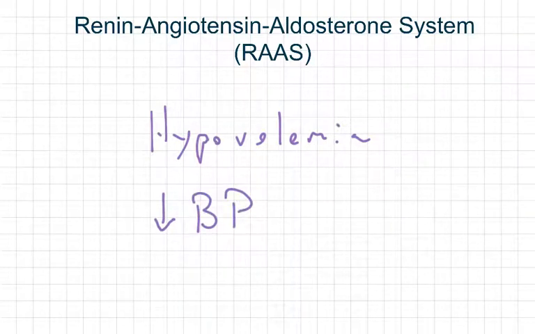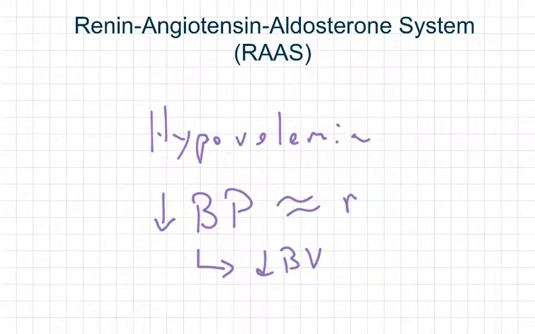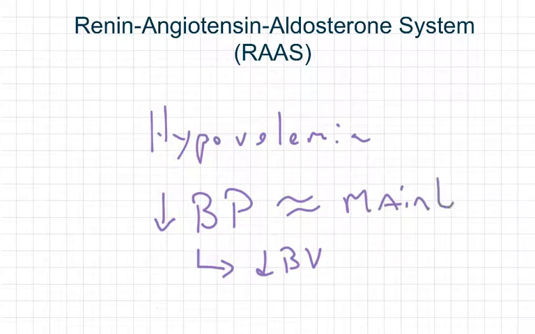And so with this drop in blood pressure, which we'll see when we have drops in blood volume caused by hypovolemia and other factors, what the RAAS system does is help maintain BP. And it does it through two different mechanisms.